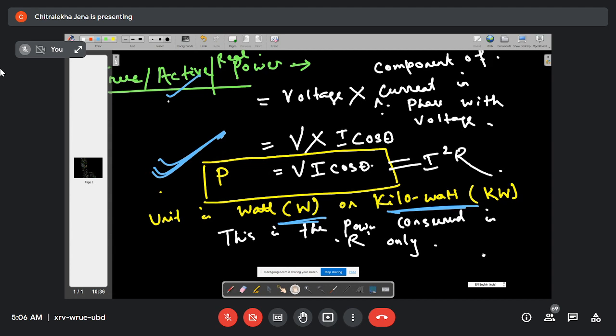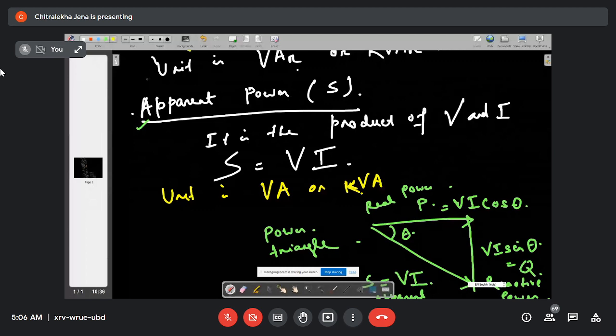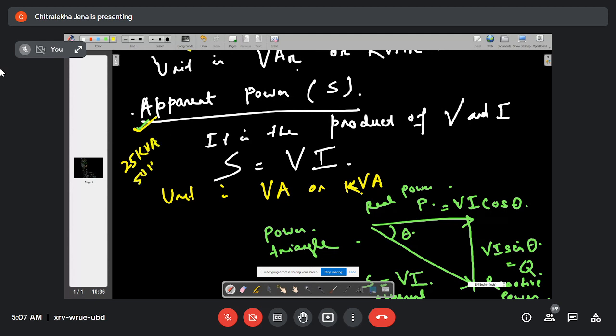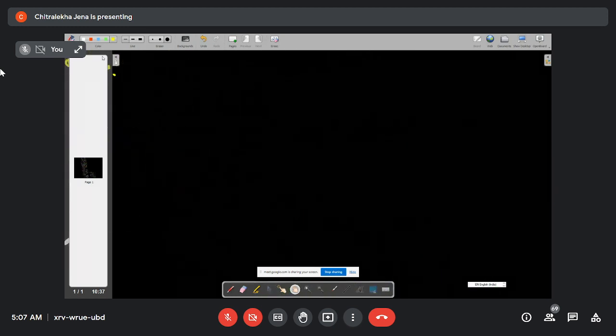But transformers are rated in apparent power. If you go to a transformer nearby your house, the transformer will be a 25 kVA or 50 kVA transformer. They are rated in apparent power. You will find out the reason why transformers are rated in apparent power by next class. This one I will ask you.